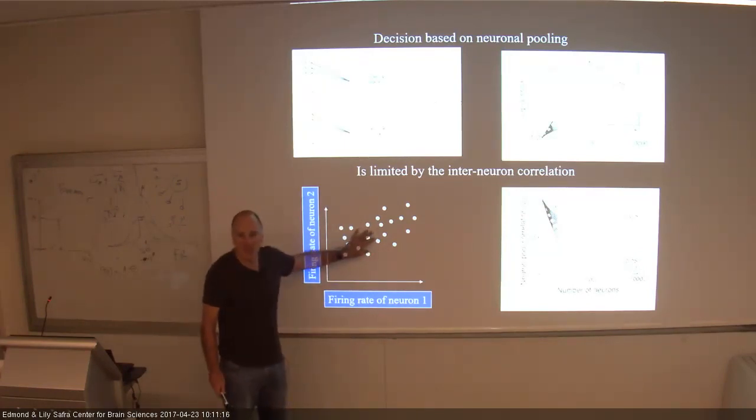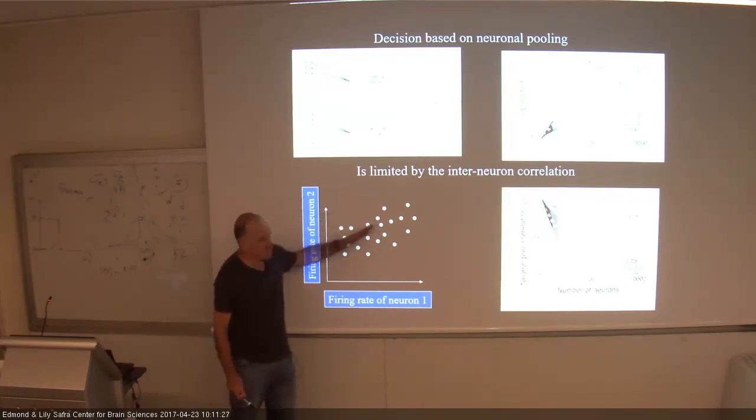Why do we call this noise correlation? Let me make this clear. Because we're talking about here trial-to-trial variation in the firing of one cell, yes, or another cell, and the covariation between them.